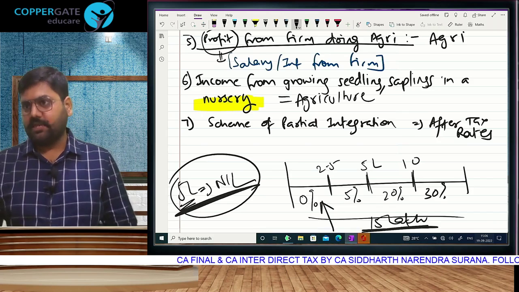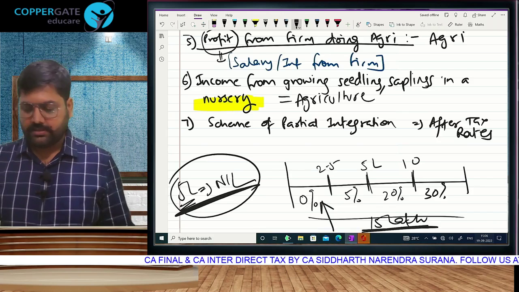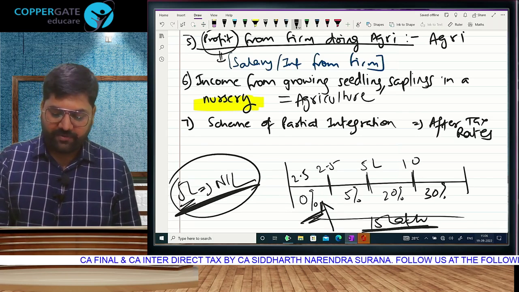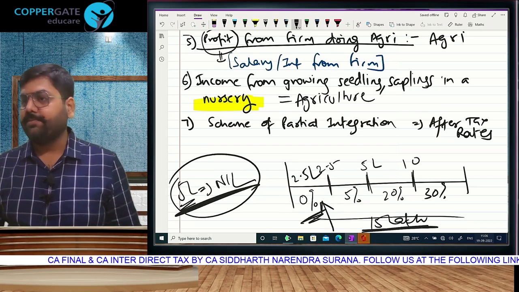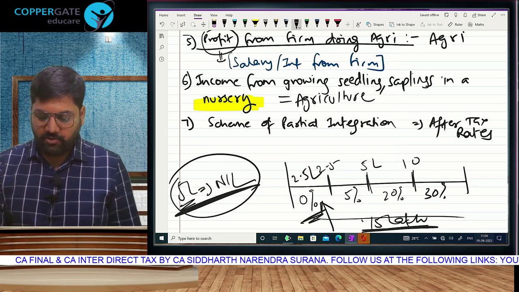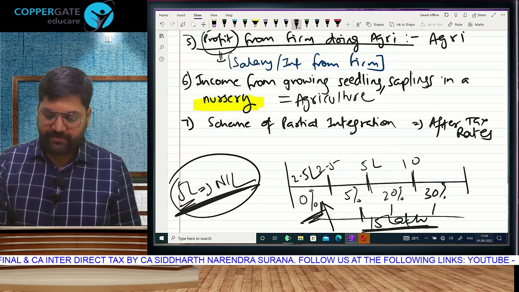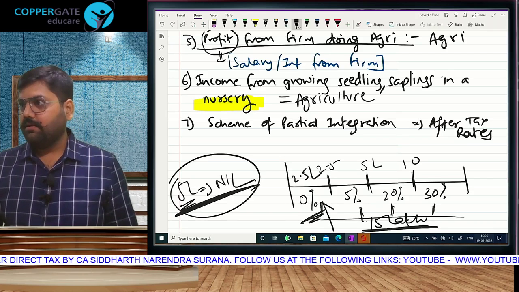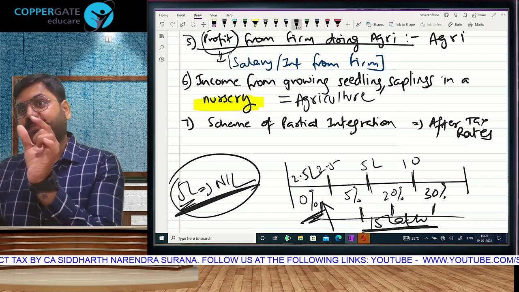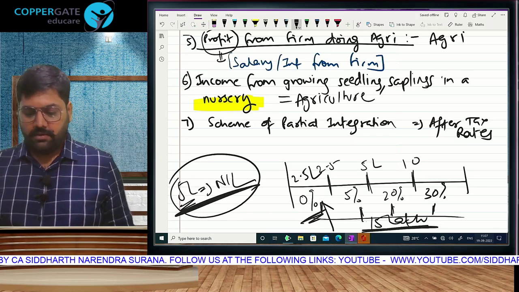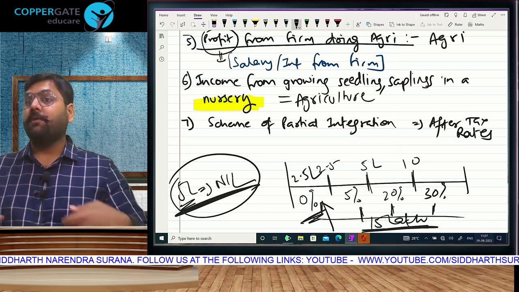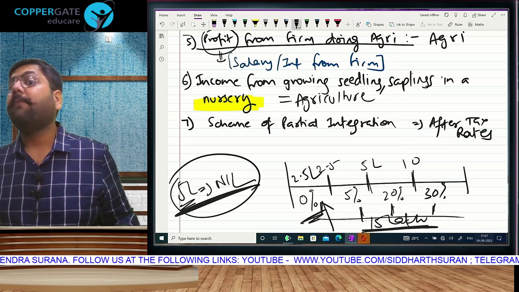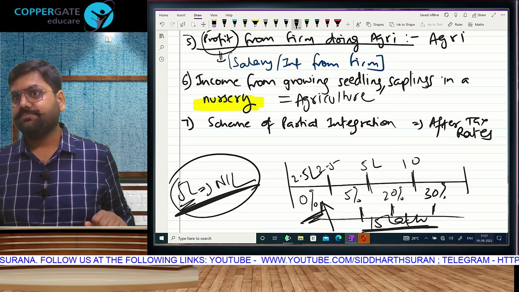So what is the logic of the scheme of partial integration? Something like this. Give basic exemption to your 15 lakh. That means out of 15, 2.5 is gone. How much is remaining? 12.5. Ideally you will put 12.5 here, no? Here 2.5, here 5 lakh, here 5 lakh, something like that. So there is some space in your 5%, 20% bracket. This space will be eaten up by your agriculture income.